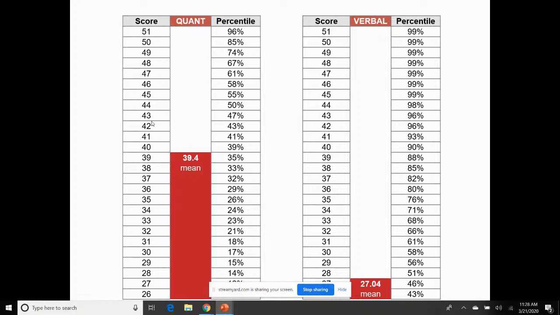This is actual data from GMAT. This is accurate up to last July. They release new numbers every July, so we do not have the new numbers yet, but this is last July's numbers. What do you notice? What are some intriguing aspects about the score versus percentile relationships?